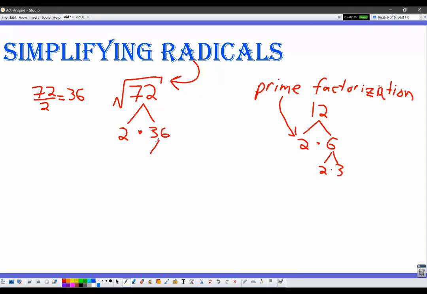Now I'm going to do the same thing with 36. I'm going to divide 36 by 2, not 3. I don't know why I wrote 3. But I'm going to divide that by 2 to find the factor of 36, which ends up being 18.